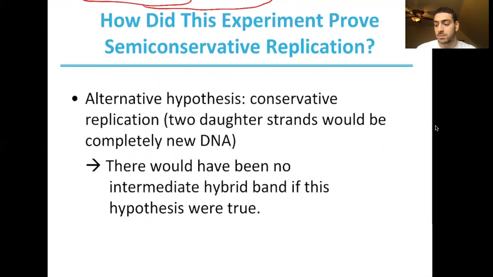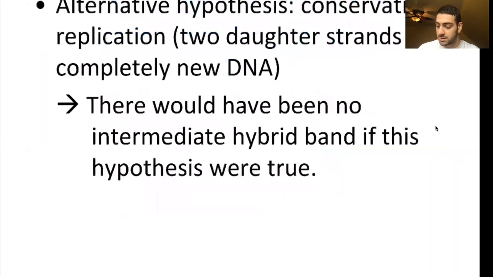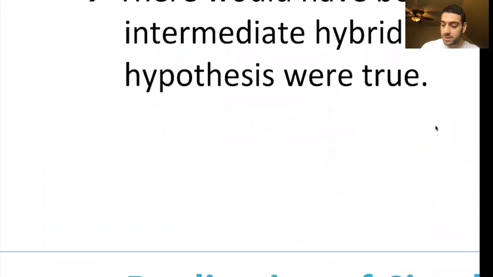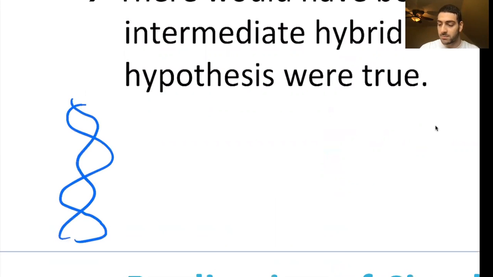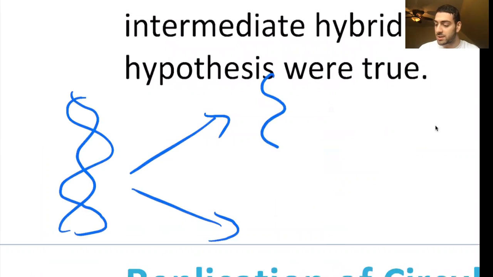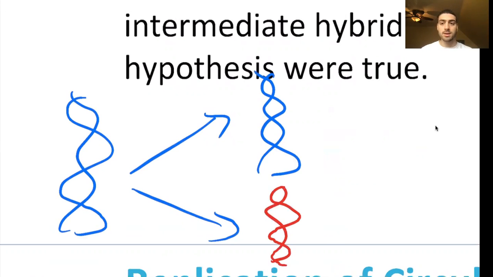So how did this experiment prove semi-conservative replication? Well, the alternative hypothesis is conservative replication. And this is what it would look like if it was conservative replication. Here, you have your DNA. Oh, let me actually make some space on here. So here you have your DNA. And conservative replication would be, you still make two DNAs because it's replication, but conservative is you conserve the parent DNA. And then you make another new DNA that is all daughter strands, and it's all new DNA.